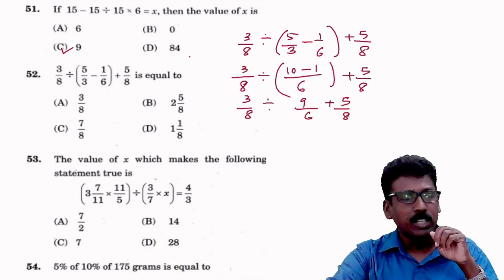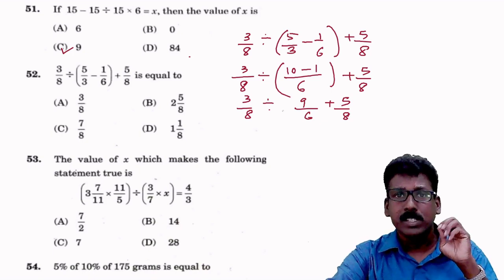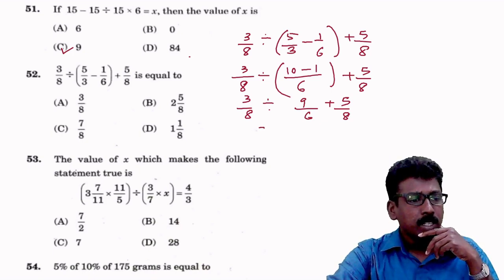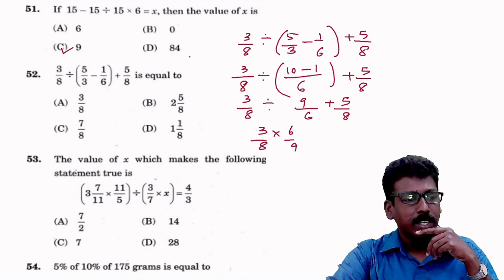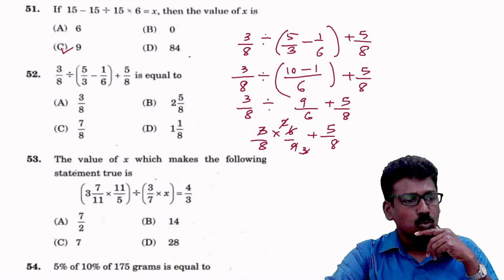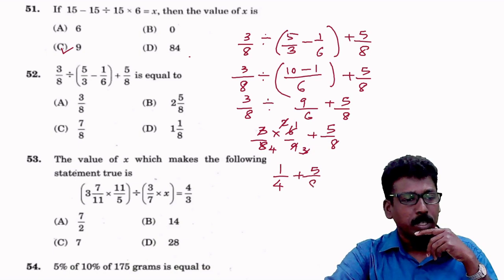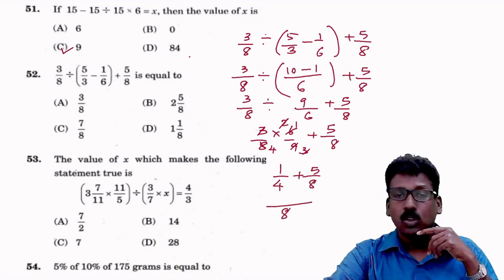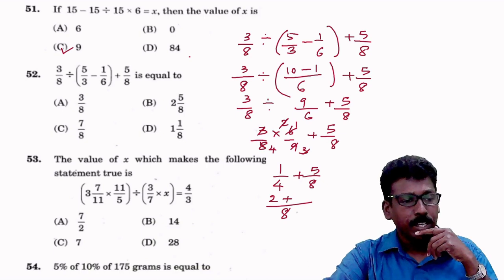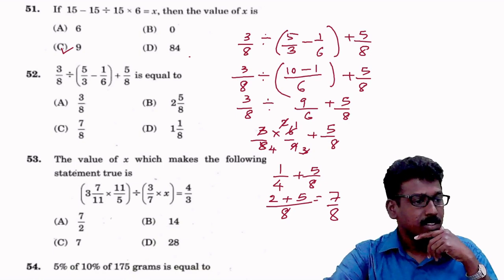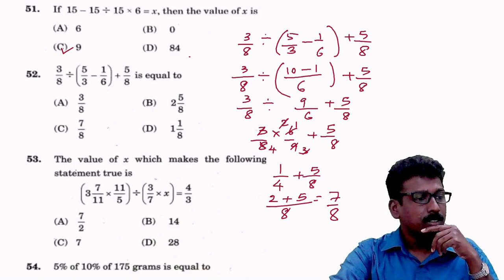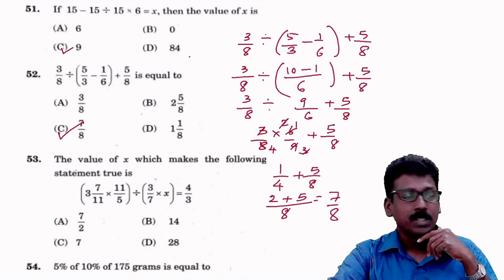Now you have to do division first. Dividing fraction means multiply by its reciprocal. So 3 by 8 into 6 by 9 plus 5 by 8. 3 9s are 3 times, 3 6s are 2 times, 2 8s are 4 times. So here 1 by 4 plus 5 by 8. LCM is 8. 4 8s are 2 times, so 1 into 2 is 2. 8 8s are 1 time, 1 into 5 is 5. So 7 by 8 is the correct answer. Yes, C is the correct answer.